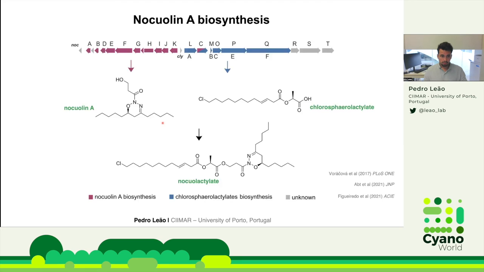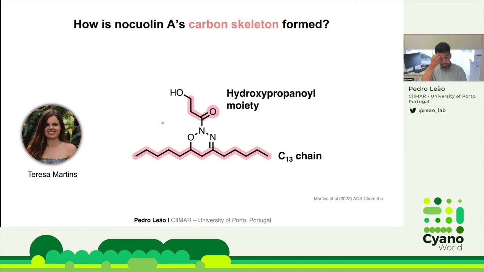So this was how my student Teresa started her project, trying to figure out first, because the ring structure is what's really novel, there's no precedence in terms of biosynthesis for this. We started by approaching how the carbon skeleton was formed so that we could move on and dissect the biosynthesis from there. We were curious about how the C13 chain and the hydroxypropanoyl moiety here on the north part of the molecule were formed.